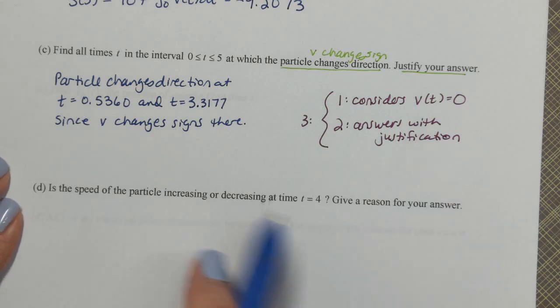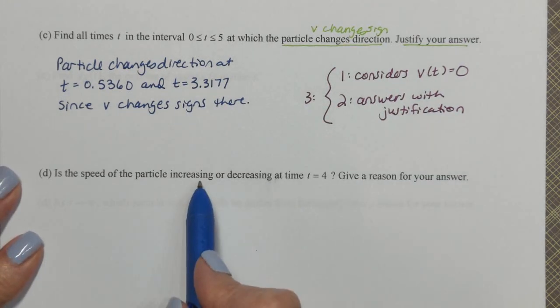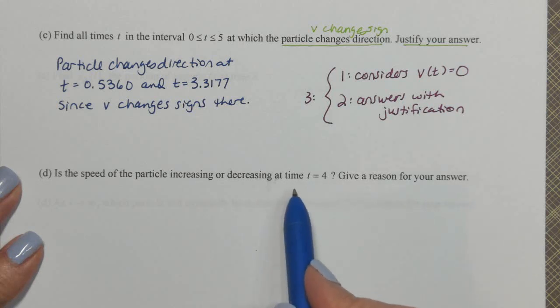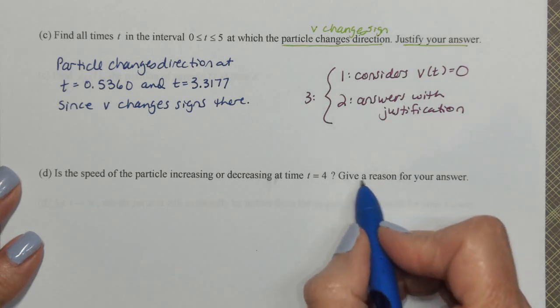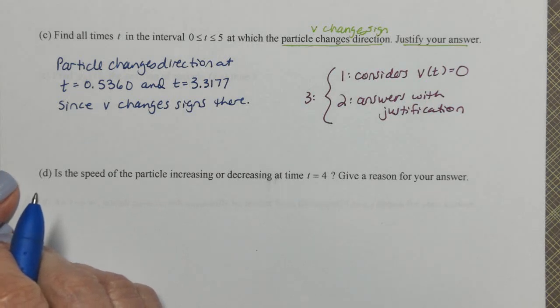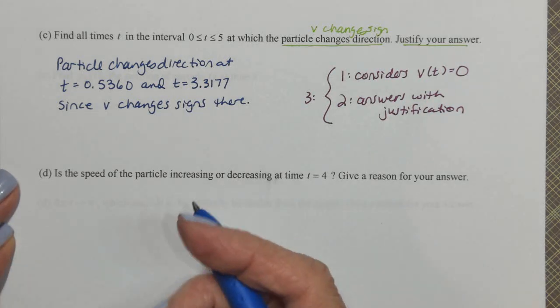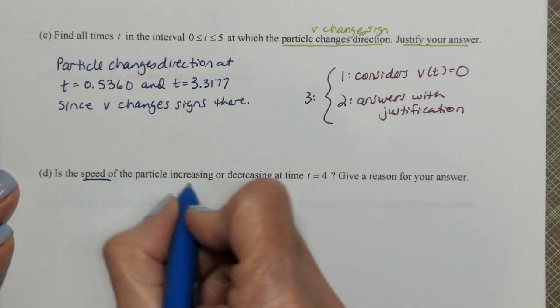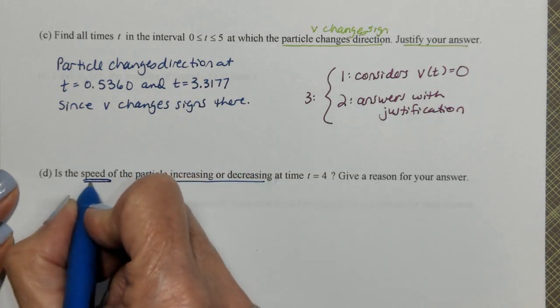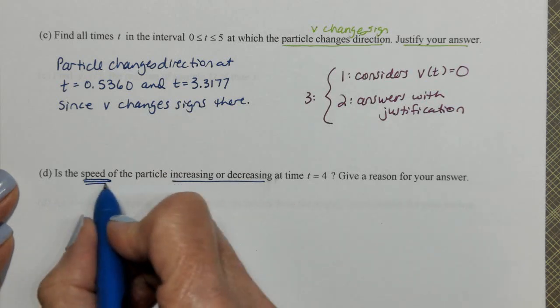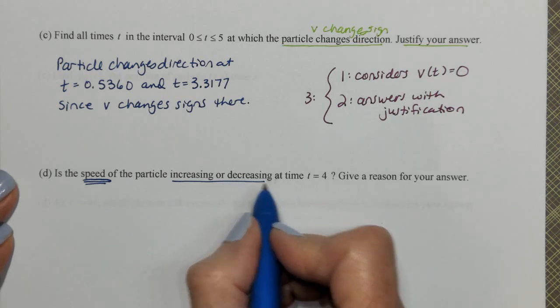Okay, part D. Is the speed increasing or decreasing at time 4? We need to give a reason for our answer. I can think of a couple of different ways to do this. The first way is probably the way that I think you guys would answer it. So I'm going to do it that way first. Okay. So speed is increasing or decreasing. Speed is increasing if acceleration and velocity have the same sign. Speed is decreasing if acceleration and velocity have different signs.